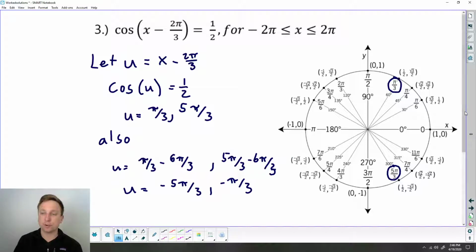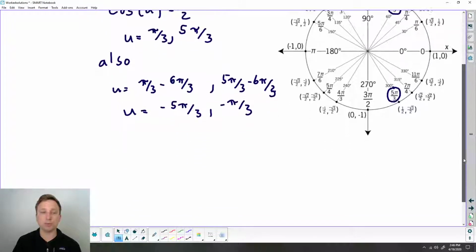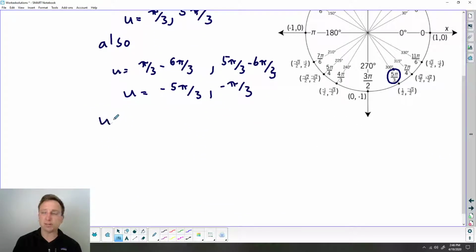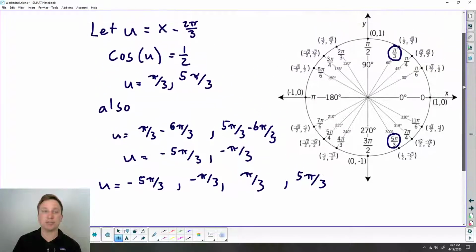So there's actually 4 u values here that satisfy the equation cosine u is 1/2. If we get them all in one place, they would be u values equal to -5 pi thirds, -pi thirds, pi thirds, and +5 pi thirds. So these are the values that satisfy the equation that we've substituted, but now we don't want u, we want to solve for x.